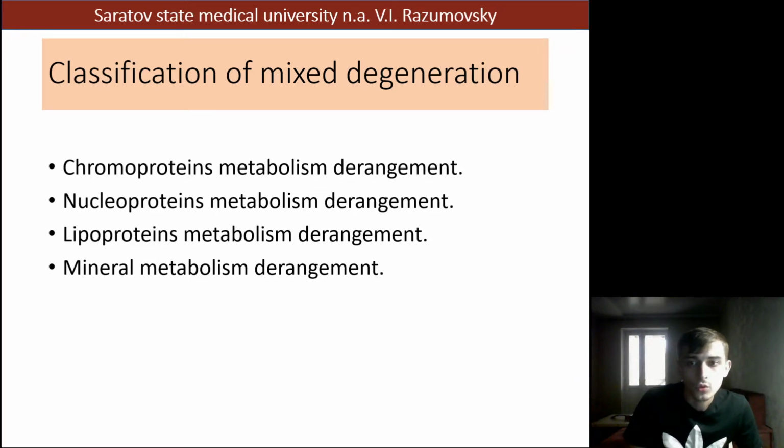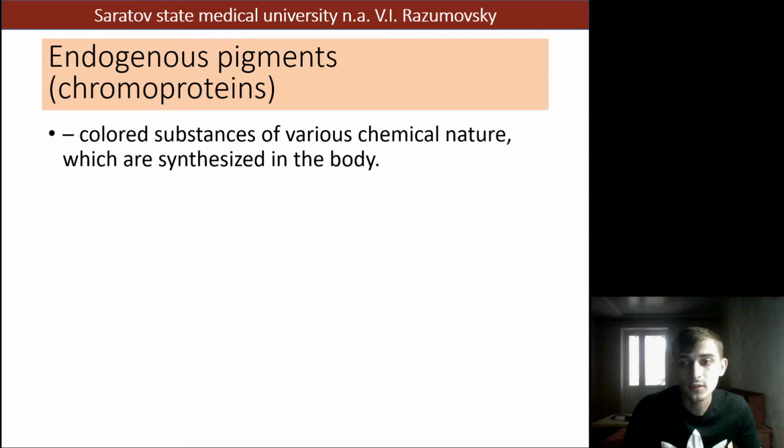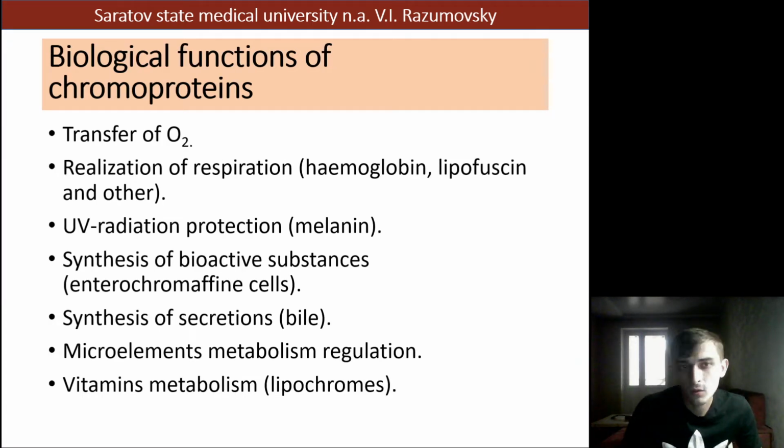First of all, we should talk about disorders of endogenous pigments or chromoproteins. So, what are chromoproteins? Chromoproteins are colored substances of protein chemical nature, which are synthesized in our body. Biological functions of chromoproteins are transfer of oxygen, realization of respiration, ultraviolet radiation protection, synthesis of bioactive substances, synthesis of secretion, microelement metabolism regulation, and vitamin metabolism regulation.